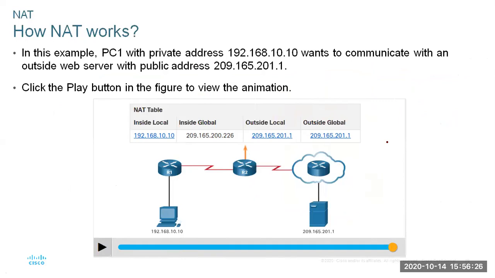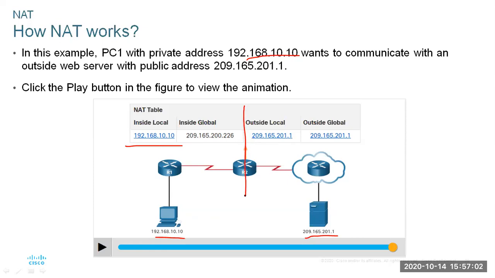So how does NAT work? In this example, PC1 with private IP address 192.168.10.10, as you can see here, wants to communicate with an outside server. This server is on the internet, 209.165. This is a public IP address. So what will happen is that this local IP address will be NATed by the router here.